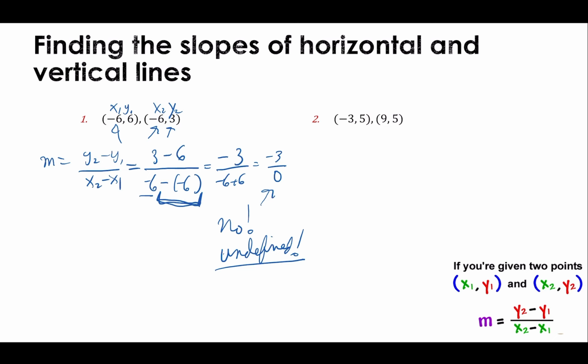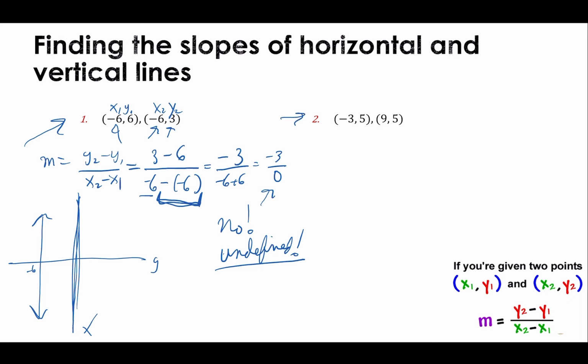So we know that the graph of this line is going to be a vertical line when x is negative 6. Here's my x and here's my y. And it has undefined slope.